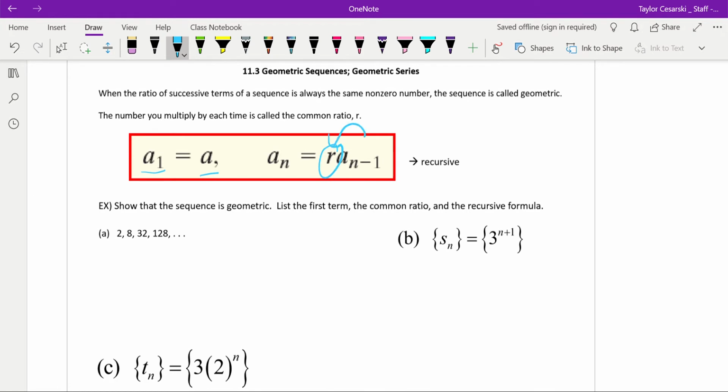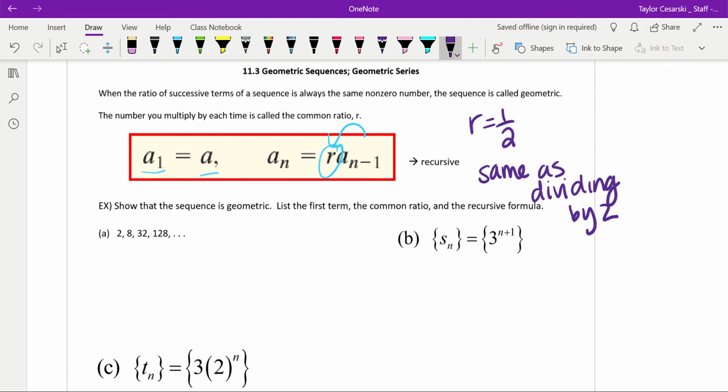We always do it in terms of multiplying rather than dividing. So for example, if we were dividing by 2, we would write that as r equals 1/2, which is the same as dividing by 2. So we're always going to write it in terms of a common ratio. We're not going to say divided by 2, we'll say multiplying by 1/2. We're not going to say dividing by 3, we'll say multiplying by 1/3, etc. So let's start with the first one.